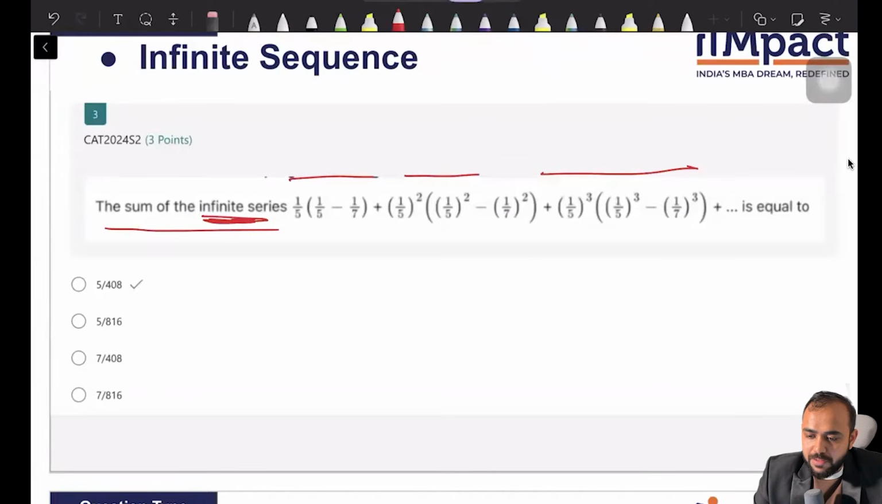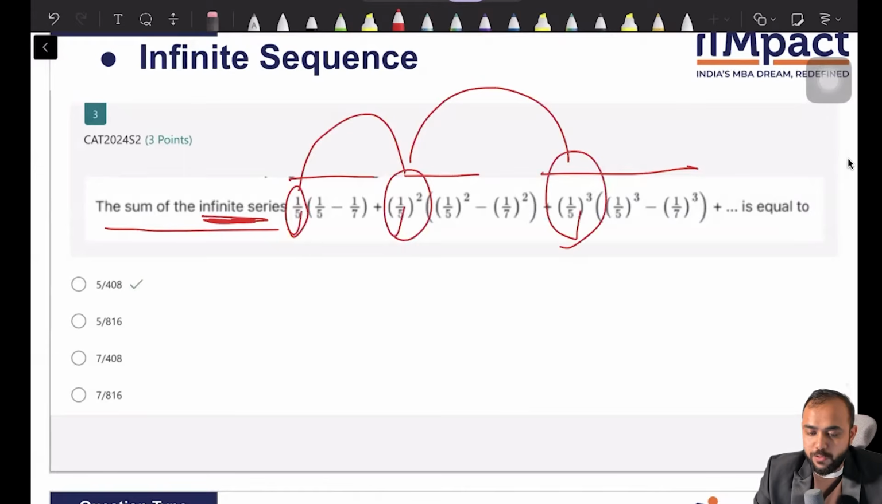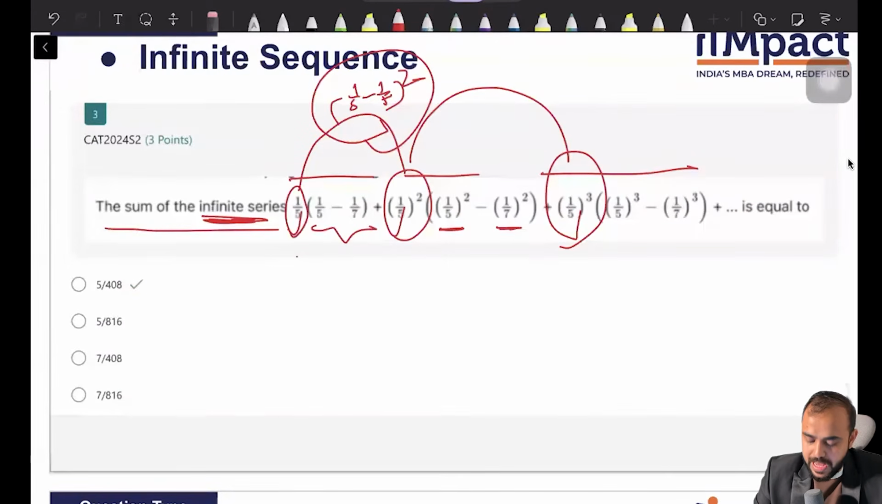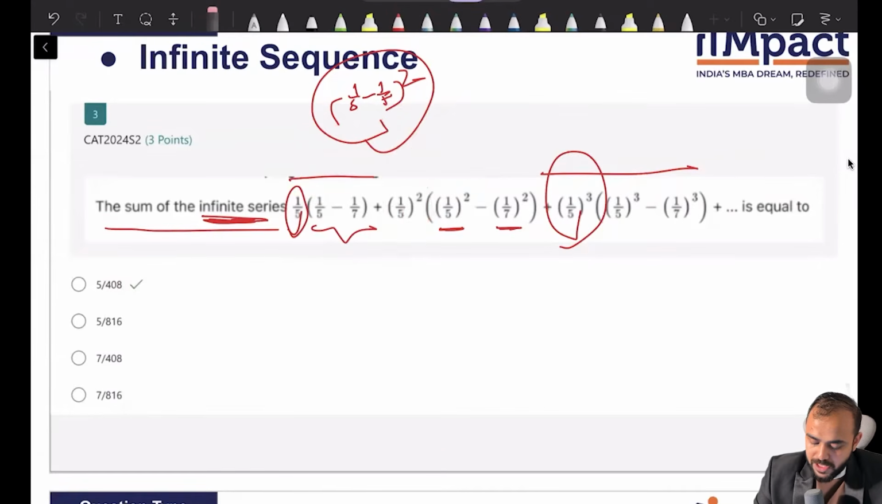Okay, now first thing I will observe is that this 1 by 5 is getting carried forward as a GP. 1 by 5, 1 by 5 square, 1 by 5 cube, and so on. However, the problem is that this part is not carrying forward as a GP. This is 1 by 5 minus 1 by 7, and then this is 1 by 5 square minus 1 by 7 square. This is not (1 by 5 minus 1 by 7) whole square. If that was the case, I would have had my infinite GP directly written in front of me. So this is on the face of it not an infinite GP.